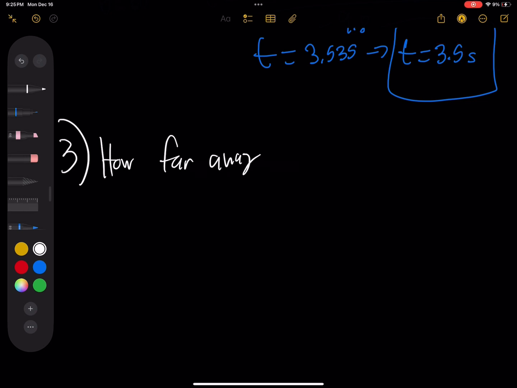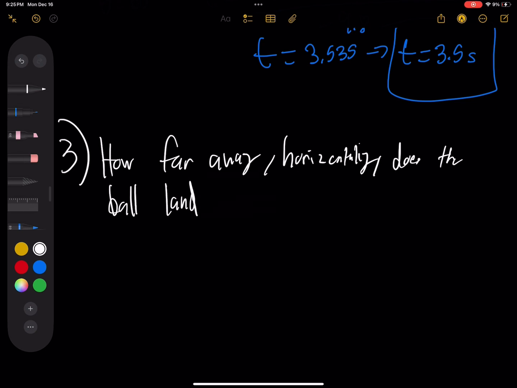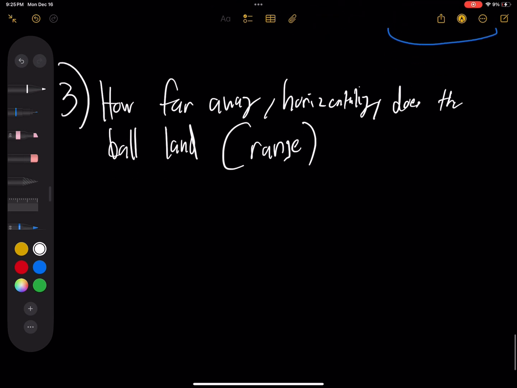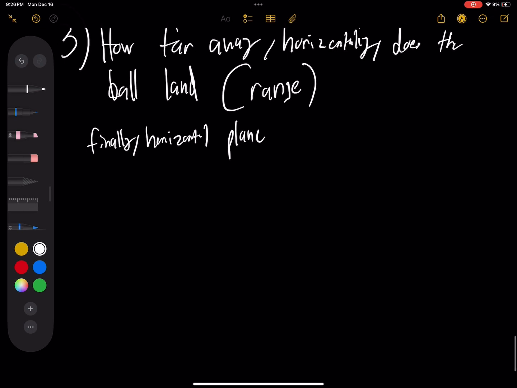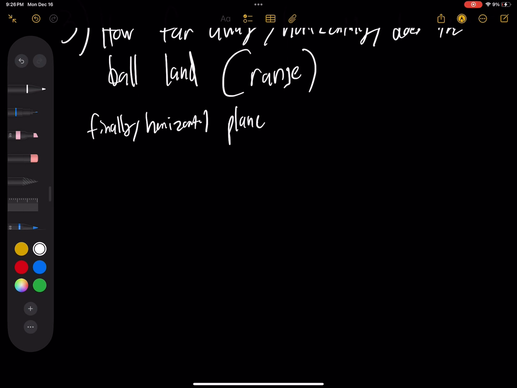So how far away horizontally does the ball land? This is going to be asking for the range. And now we're going to use the horizontal plane. Finally.